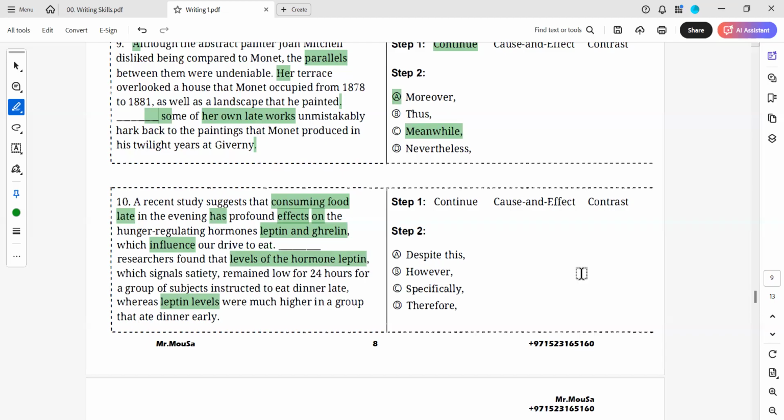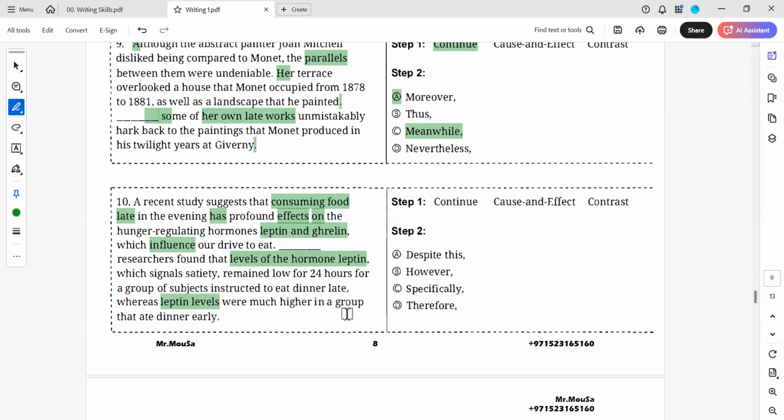So, what do you think? The first one, they're addressing the effects on leptin and ghrelin. Effects of what? Of consuming food late. Next, here we have the study. Here we have something like an experiment, actually. Okay. So, or case study in which they are still testing the effects of consuming food late on leptin and ghrelin.